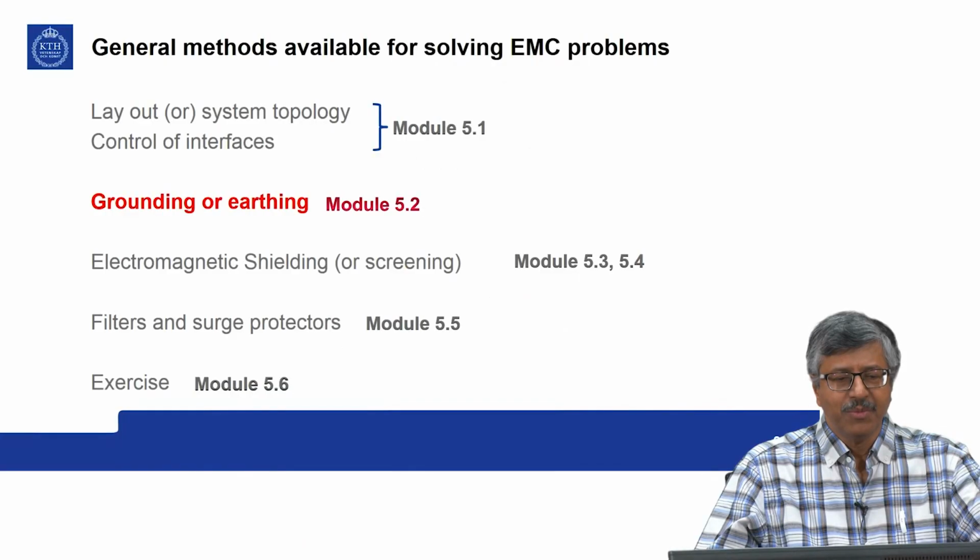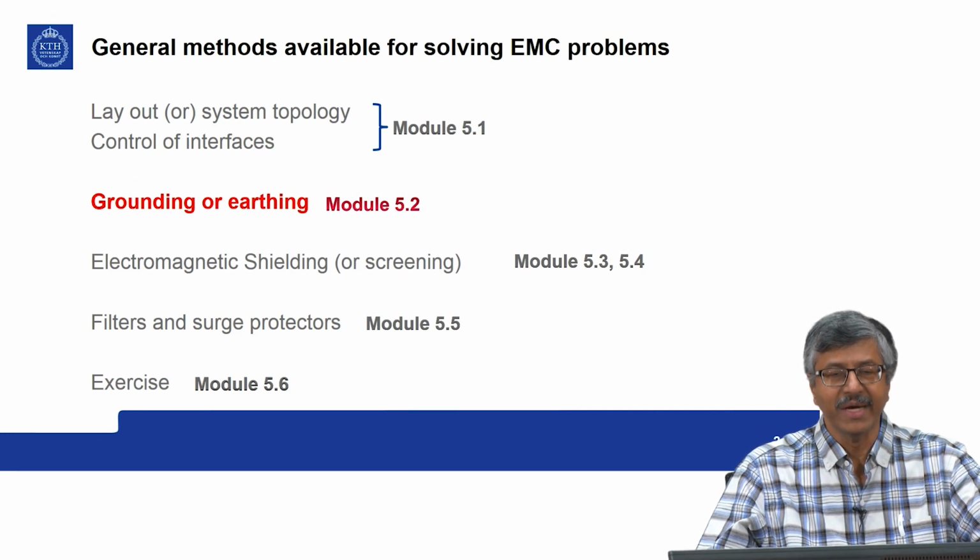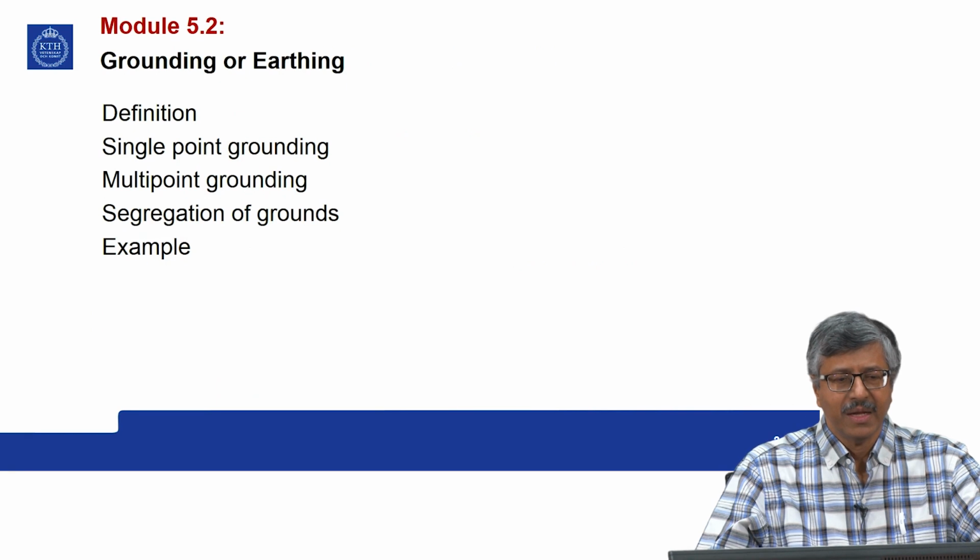Solution to EMC problems. Now we can look at module 5.2, that is the second module in chapter 5. In this module we will go through some of the principles involved in grounding or earthing. The single point grounding concept, multi-point grounding, segregation of the grounds, and some examples will be treated over here.